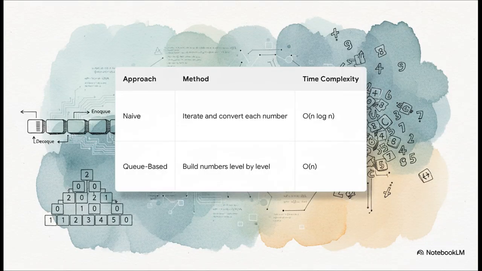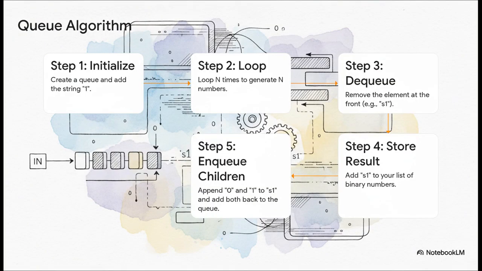Well, you could try the naive approach, right? Just loop from 1 to n and convert each number to its binary form as you go. It works, but it's not very efficient. We're talking a time complexity of O(n log n). But there's a much more elegant and way faster solution that uses a queue. And get this, it brings the complexity down to a straight linear O(n). That's a huge improvement. So how does this magic work?